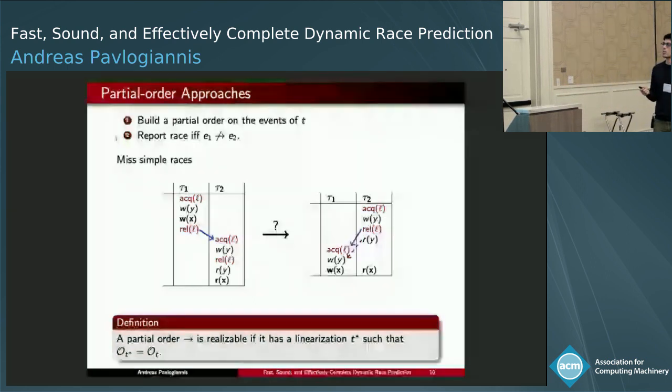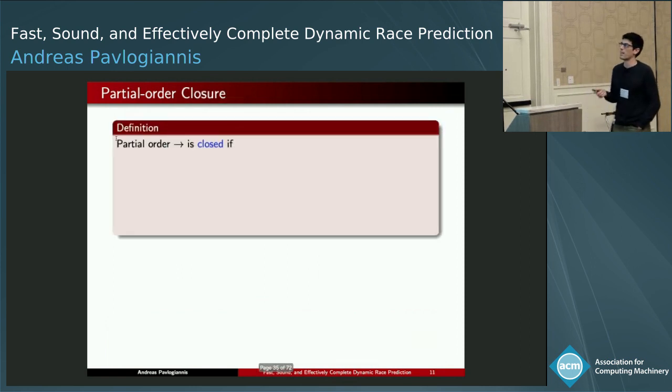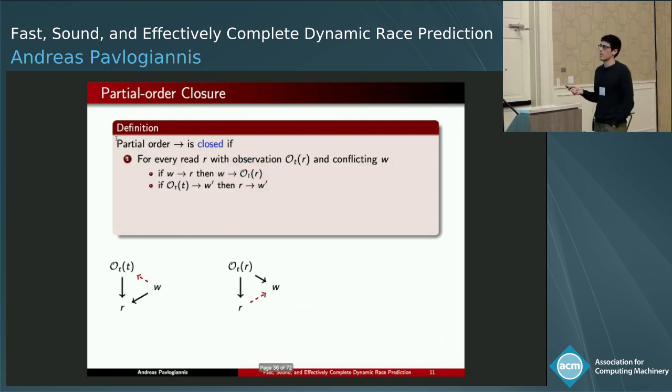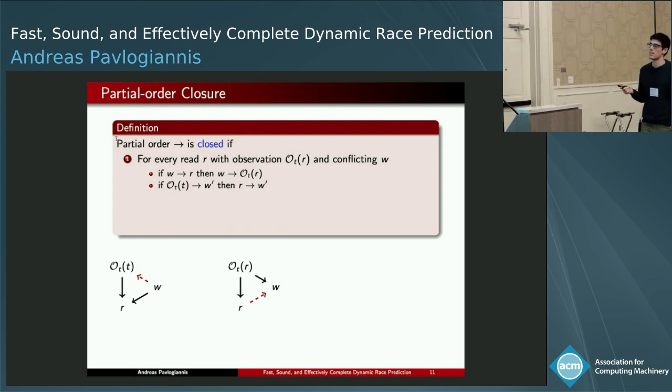So our first step in addressing this challenge is defining something called closed partial orders. So a partial order is closed if two conditions are met. The first condition says that for every read, if there is a conflicting write event that is ordered before the read, then you must also order it before the observation of the read. Right? And the symmetric case here says that if the observation of the read is ordered before the conflicting write, then the read itself must also be ordered before the conflicting write.